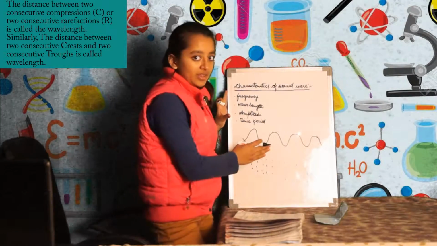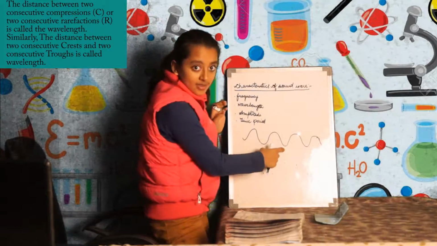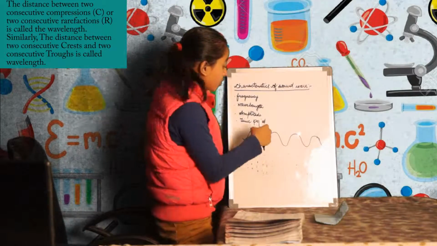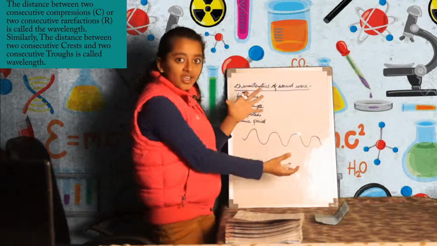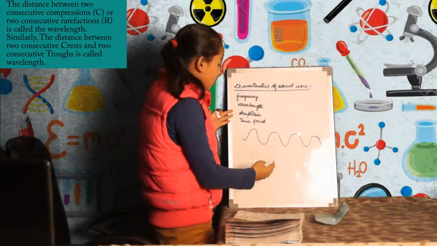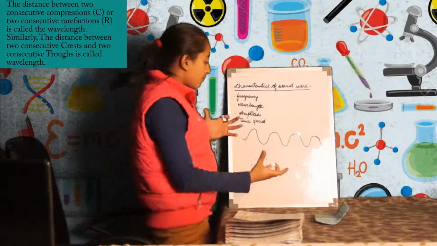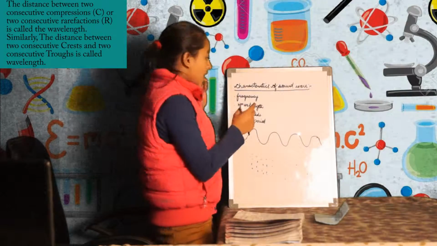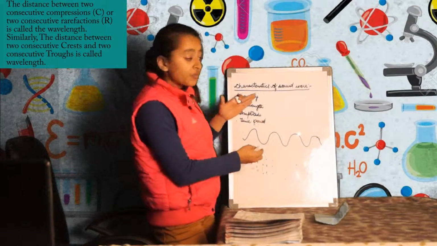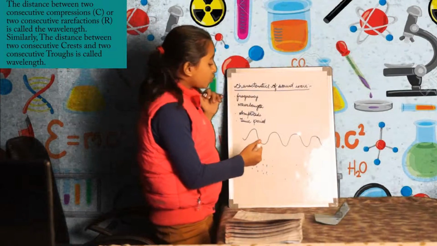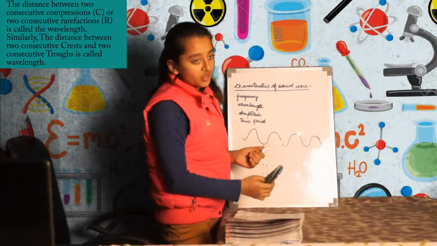So, what is wavelength? Wavelength is basically the distance between two successive crests or two successive troughs, the valleys, or two successive crests, that is the uphill. And if we take it in a longitudinal wave, then we would say that it is the distance between two successive rarefactions or two successive compressions. So the definition for wavelength would be the distance between two consecutive troughs or crests, or the distance between two consecutive compressions or rarefactions. I hope you have understood what is wavelength.